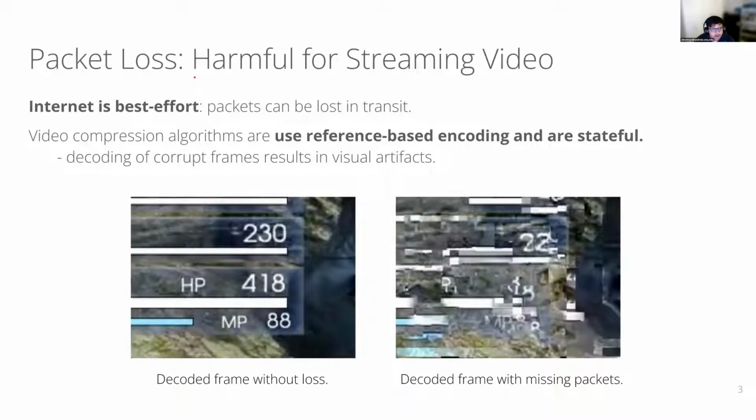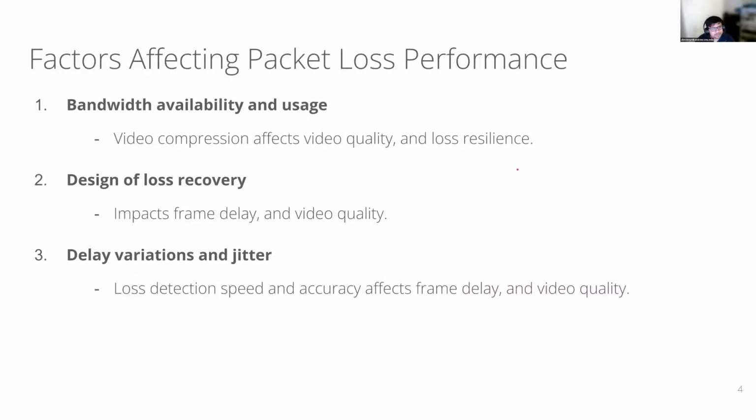Now, the internet is a best effort service, which means packets can be lost while streaming, and packet loss is very harmful for streaming video. This is because video compression algorithms use reference-based encoding and have inherent state, which means if you try to decode frames after a packet loss, it'll result in visual artifacts. So for example, on the right here, we have a frame that was decoded with some loss, and it has a lot of jarring artifacts which are not acceptable for applications like cloud gaming.